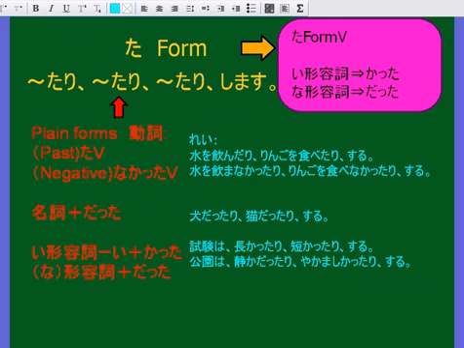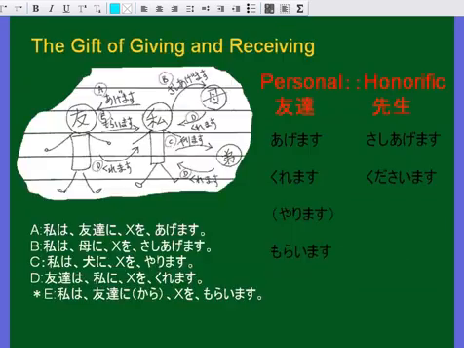And the final lesson of the day. The gift of giving and receiving. This one's a little hard, and this is something that you're going to have to try to memorize on your own. I'm sorry, it's not the last lesson. There's one more after this. But it's the one where you're just going to have to memorize this little map here.